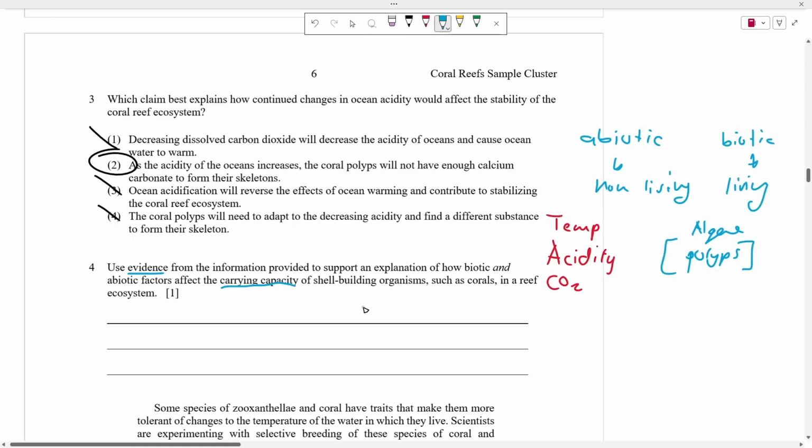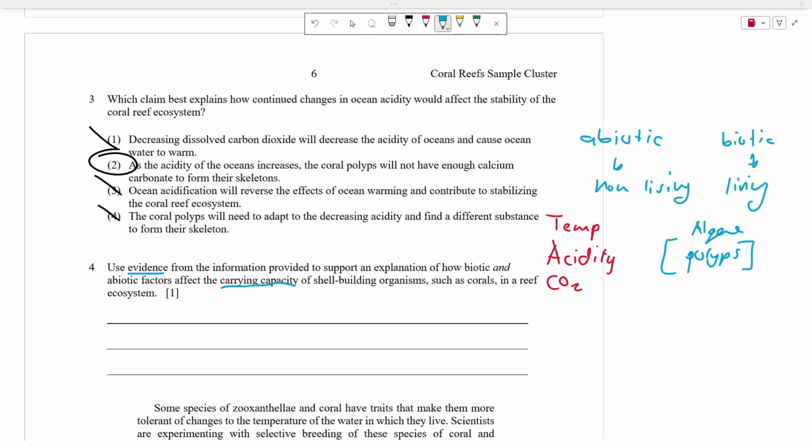So we can say that, well, first of all, the first abiotic factor, CO2: as the concentration of CO2 increases in the water, the amount of calcium carbonate available to polyps will decrease, meaning that polyps will have less material to build their shells out of, and their population will decrease. Thus, an increase in the concentration of CO2 will decrease the carrying capacity of polyps, right? It'll make it harder for the environment to support more polyps living in that environment. Okay, so that's one perfectly good response you could have said here.